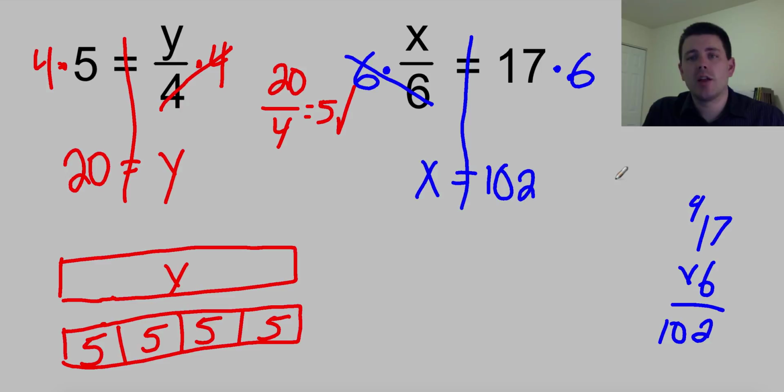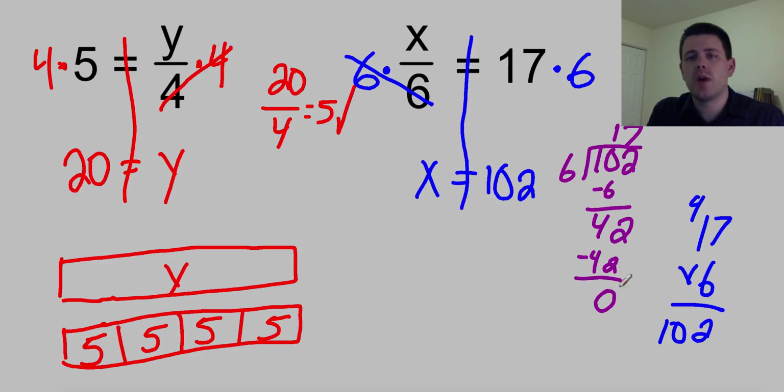Always want to check your answer. So let's go back and try it. 102 divided by 6. So let's divide by 6. 6 goes into 10 one time. I get 4 left over, and I bring down my 2. 6 goes into 42 7 times. Try to get 42, get my 0. So yes, I did get 17 for my answer.